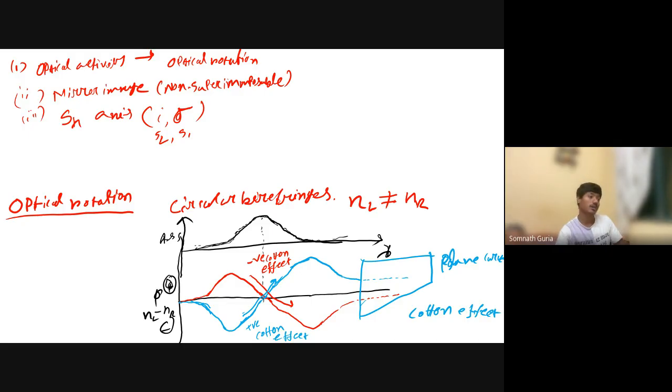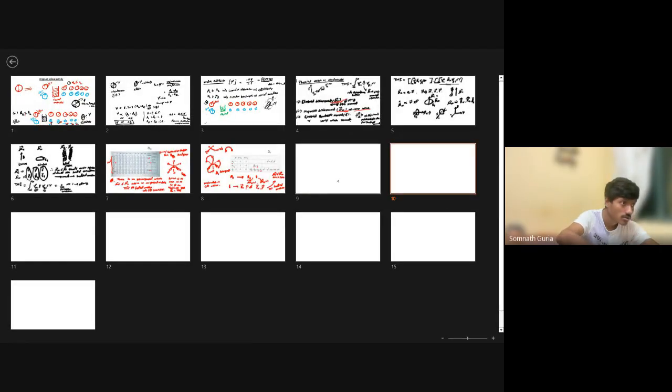Now, coming to the ellipticity, which is actually associated with that, circular dichroism. Second is the ellipticity; the optical rotation we talked about, now we talk about ellipticity.